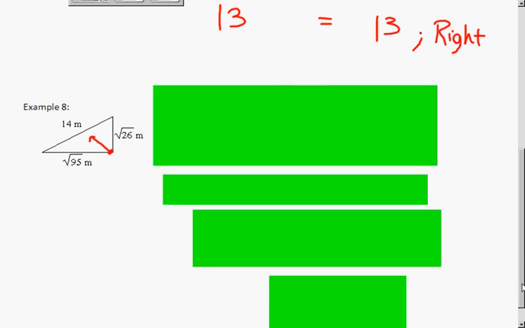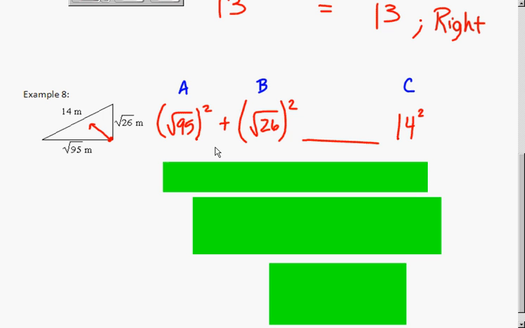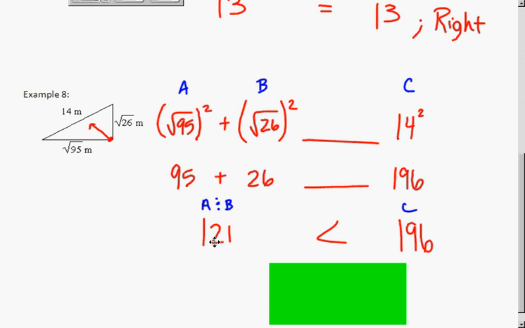Example 8. Determine the type of triangle this is. Again, if this is a right angle, this is where it would be. So there's my side C. Square root 95 squared and square root 26 squared is something in comparison to 14 squared, which would give me 95 plus 26, and this would give me 196. Add those together. I have 121 on the left side and 196 on the right side. Here's my inequality sign. So A and B is less than C squared.